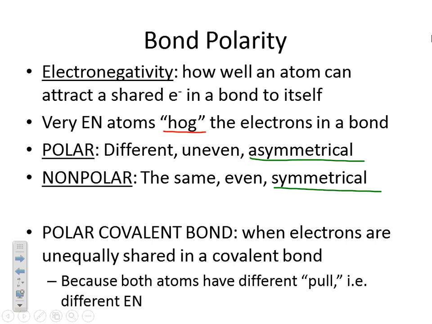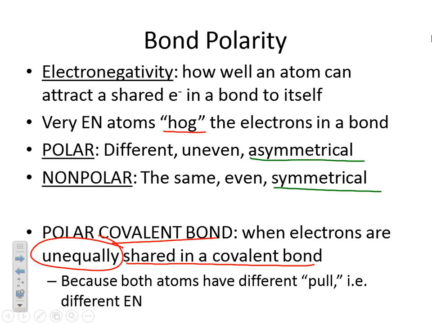A polar covalent bond, first of all, does have to be a covalent bond. So we have electrons being shared. That's important. But how are the electrons being shared? When the electrons are shared unequally. Think about it like if I have $100 and I want to share it with you. Technically, if I give you $1, I have shared it with you, but I have not shared it equally. Well, that would be like a polar bond.